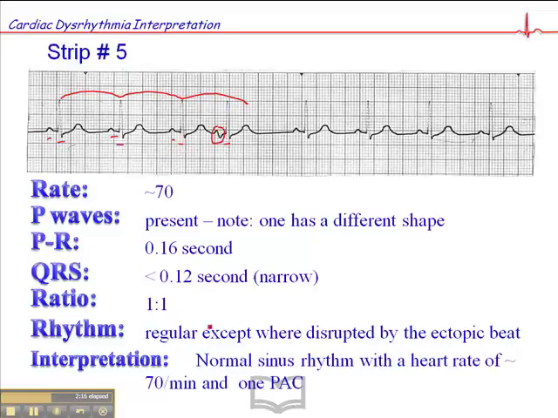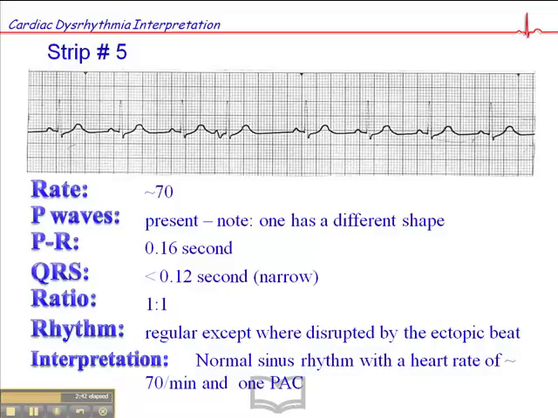The underlying rhythm is sinus, so we say this is a normal sinus rhythm with a heart rate of 70 with 1 PAC. So that's how you would describe that rhythm specifically. If you were looking at the patient overall, what you would want to determine is how often do these PACs occur? Are there 2 per minute? Are there 10 per minute? Are they occasional? Are they frequent? Are they rare? And that's how we might describe them.